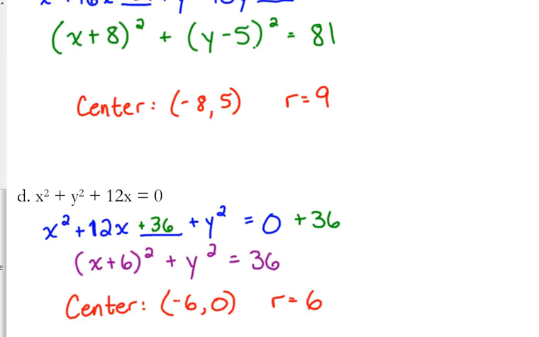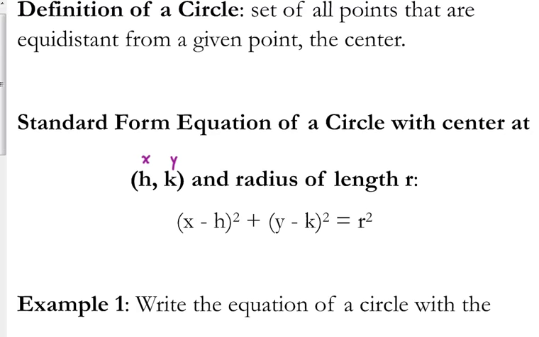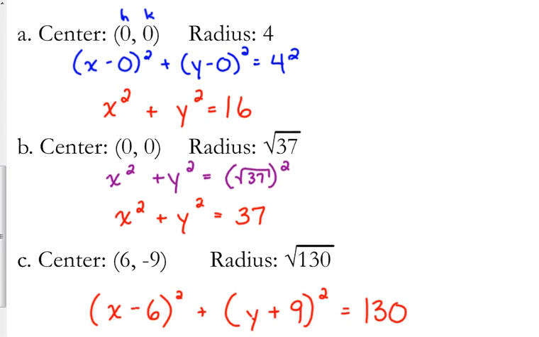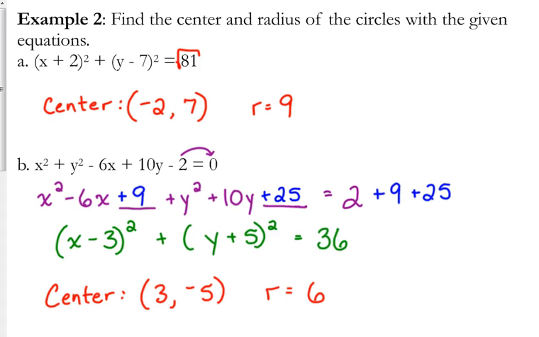Yes. Good question, Jenna. If the number on the other side of the equal sign, that constant, is not a perfect square, then yes, you would just have the square root of whatever it is. Kind of like in the first example, where the radius is the square root of 37, or the radius is the square root of 130. 37 and 130 were not perfect squares. So yes, it is possible to have the square root of something as your radius. Thank you for asking that.